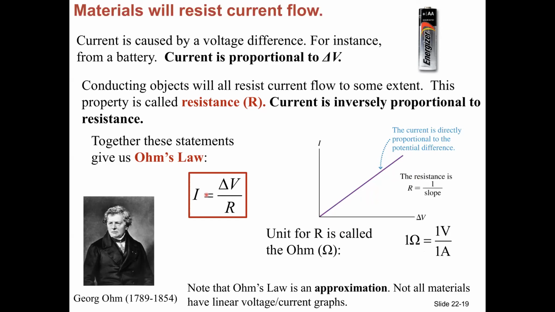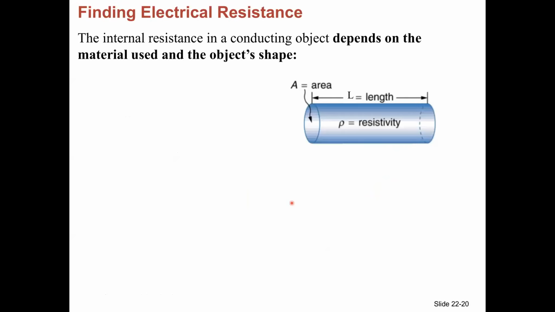So if we know the voltage on a material, and that's usually given by some power source like a battery, and we know the resistance of our wire or material, we can find the amount of current we have. So the only unanswered question here is, how do we find a material's resistance? What does that depend on? It's going to depend, as you can imagine, on the material itself, but also its overall shape.